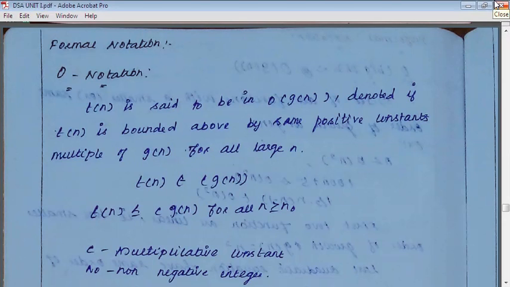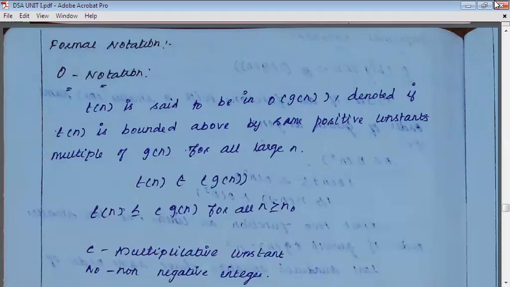Next topic: formal notation. We already discussed the informal notations present in data structures and algorithms in the previous class. Today we're going to discuss formal notation. There are three types of formal notation: the big O notation, the omega notation, and the theta notation. First, we're going to see the big O notation.